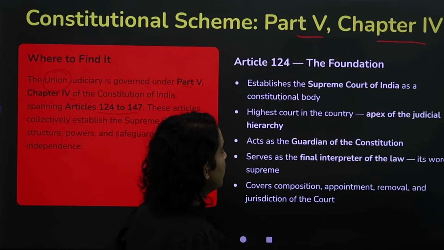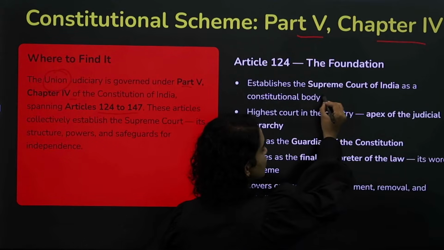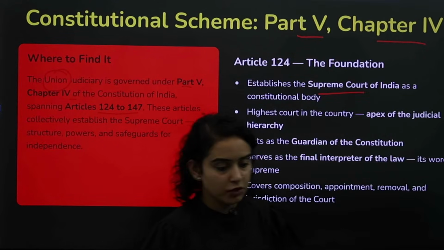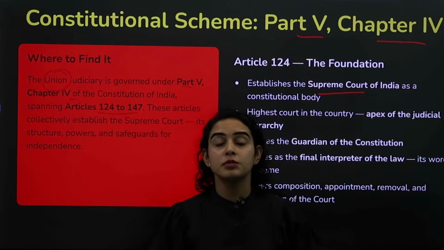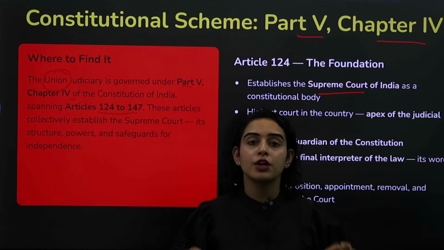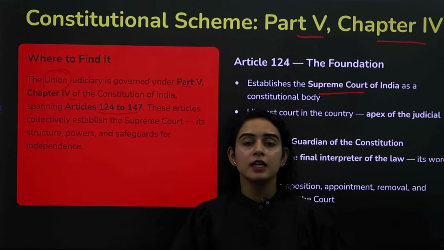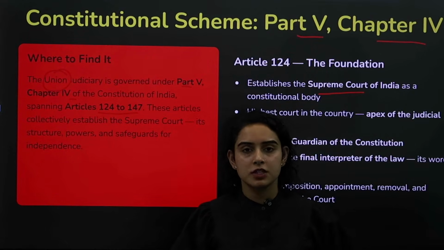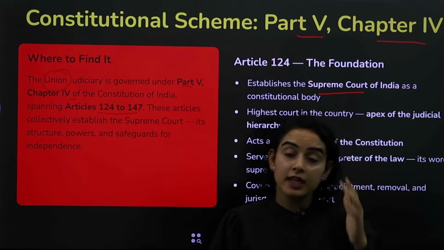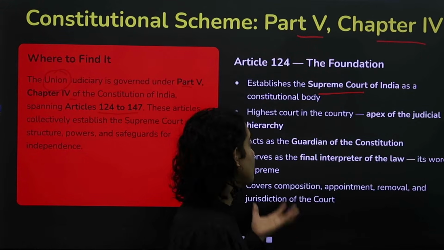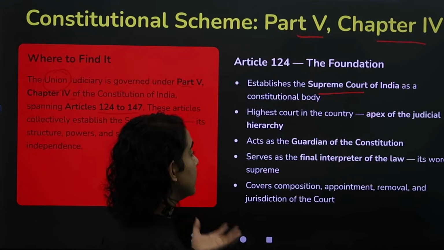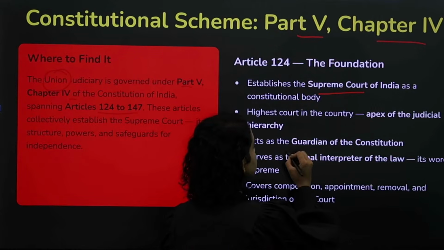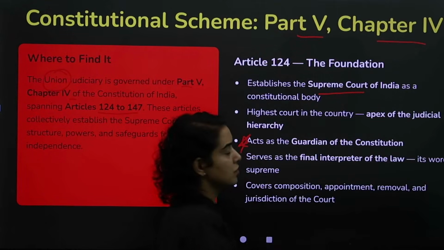Now, what does it say? Article 124 says that there has to be a Supreme Court of India. Supreme Court of India is the highest possible judicial authority of the country, right? Highest possible court. So if we talk about justice, Supreme Court is the highest justice providing authority in India, and it is also considered as the guardian of the constitution.